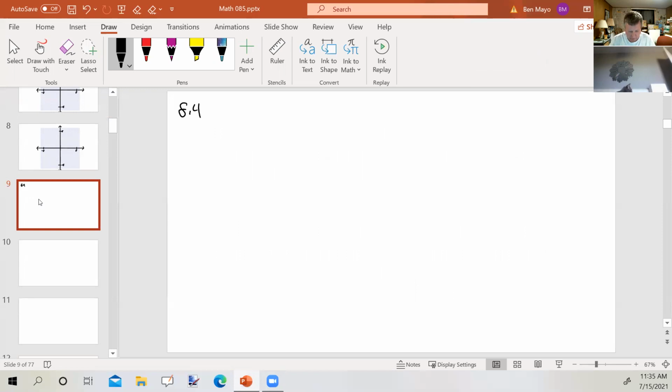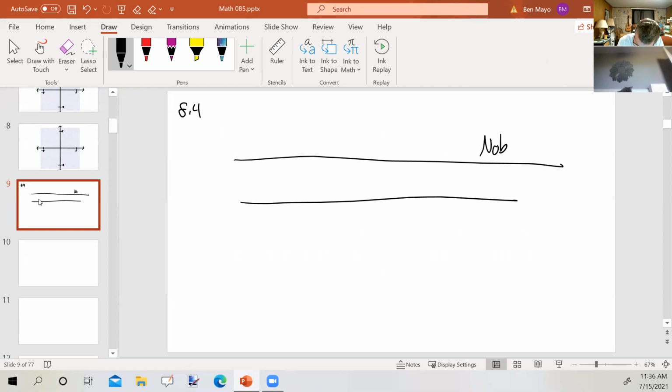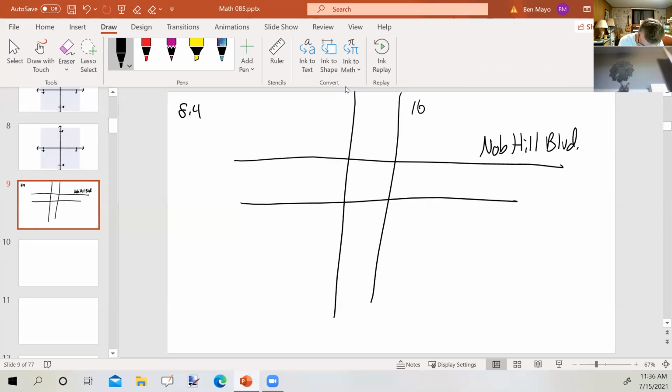I have a question. Let's say that this is Nob Hill Boulevard, and this is 16th Avenue. Okay, what is that? Anybody? The part that's marked in. What do you call this piece right here, where 16th Avenue and Nob Hill Boulevard overlap? What is that referred to as? Cat's got your tongue, fine.